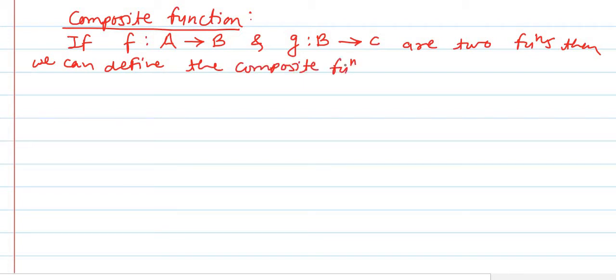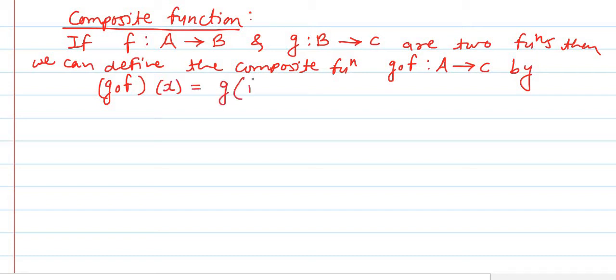Then we can define the composite function g o f from the set A to C by the equation (g o f)(x) = g(f(x)), and this is for every x belonging to the set A. So such a composite function is defined. Let us see this by means of drawing a diagram.